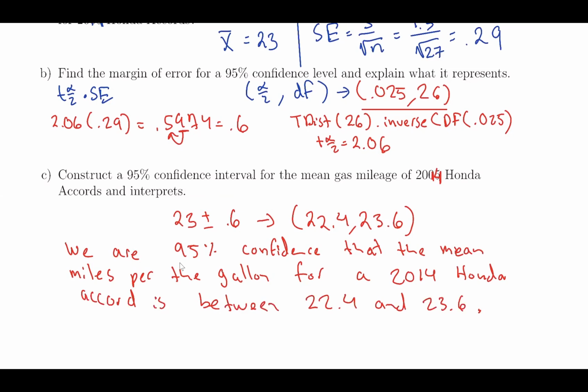So if you look at it, we are 95% confident that the mean miles per gallon for a 2014 Honda Accord is between 22.4 and 23.6. And that's your final answer for C. Any question in regard to C?